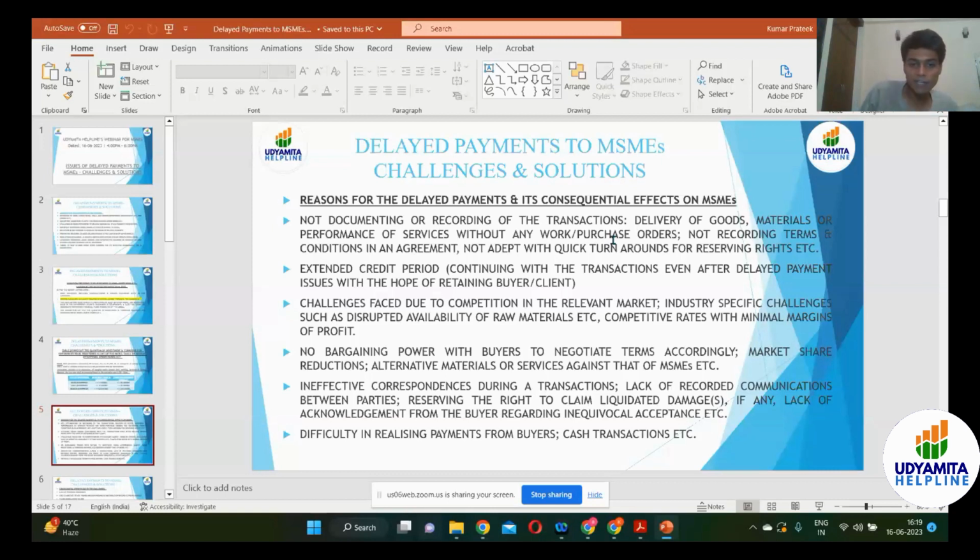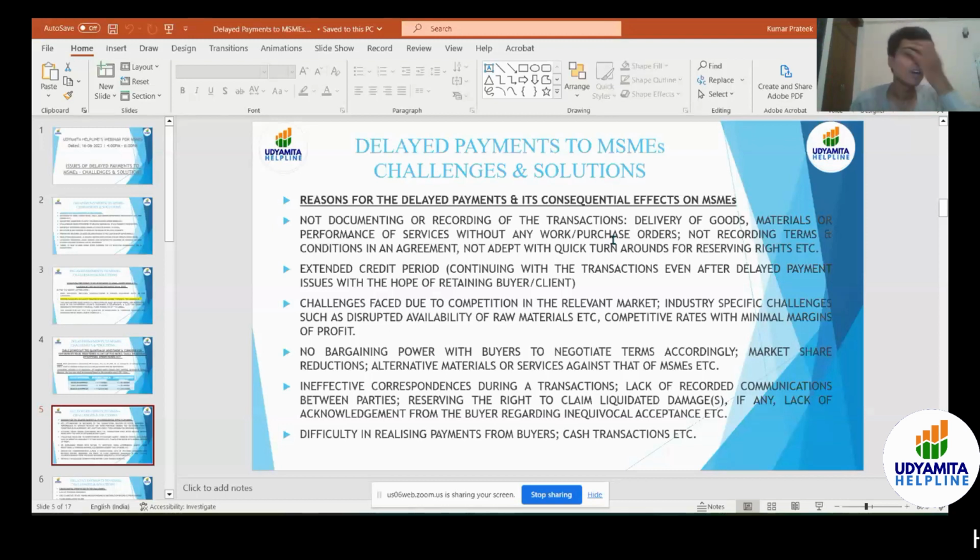Now, going forward, ineffective correspondences during a transaction, lack of recorded communication between parties, reserving the right to claim liquidated damages if any, lack of acknowledgement from the buyer regarding unequivocal acceptance, etc. So, in ineffective correspondence, as I already stated, we have to be effective in our communication during a transaction, right? So if any delay is happening, we have to write to the other party that the delay is not attributable to us but is attributable to you. If any delay is happening in realizing the amount, and the cascading effect, the domino effect, is that your business is getting hampered, or your credit line is getting hampered, or the salaries of the workforce are not getting paid on time.